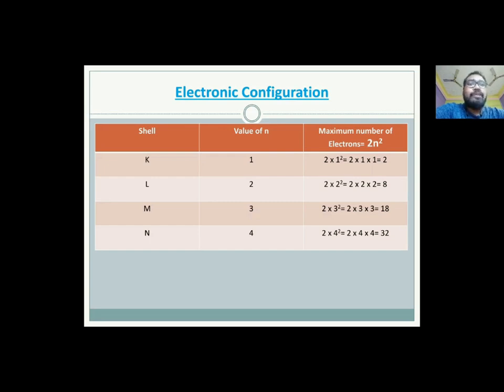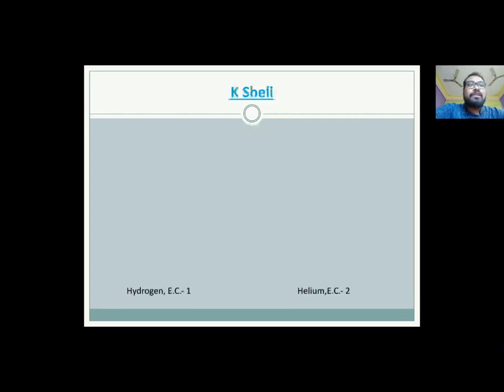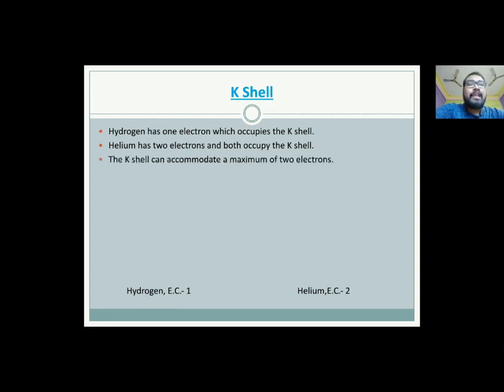Okay, so by using the formula 2n square, we can determine the maximum number of electrons in each energy level. Now see K shell. Here, hydrogen has one electron which occupies the K shell. Helium has two electrons and both occupy the K shell. The K shell can accommodate a maximum of 2 electrons. Okay, because we get the formula 2n square, and we get that K shell will occupy only 2 electrons. These two elements have their outermost electrons in the K shell.